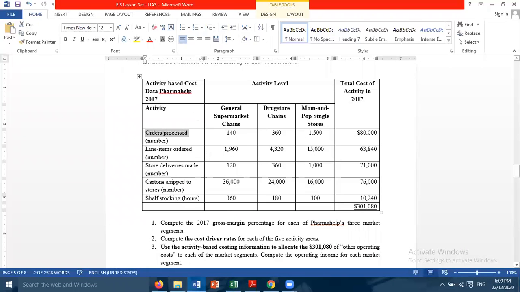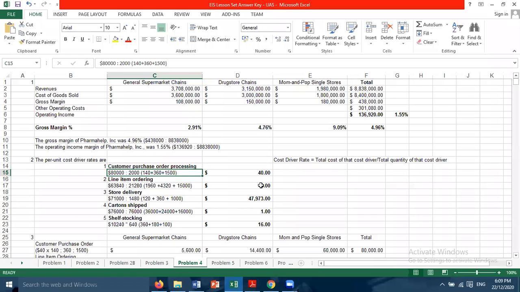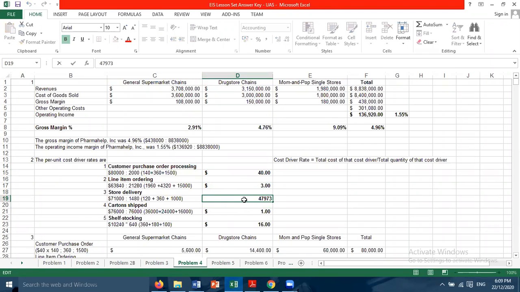So we just need to repeat the process for the other activity areas. Let's say line item orders: 63,840 divided by the total of 15,000 plus 4,320 plus 1,960, which if we calculate, we'll get $3. Then for store delivery, we'll get $47,973. And then for carton ship, we'll get $1. And for shelf stocking, we'll get $16.